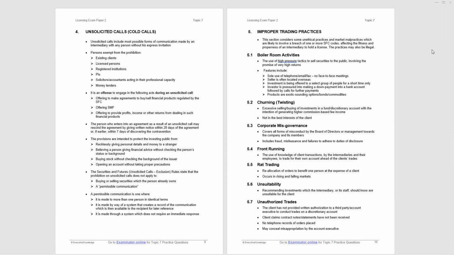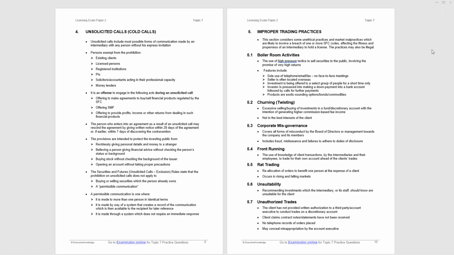We're told it's an offence to engage in the following acts during an unsolicited call. That is, someone does not invite you to call, and the call is either by phone or in person, and it's to offer to make agreements to buy or sell financial products, offering security margin financing, and offering to provide profits, income, or other returns from it. So it's where you are calling uninvited and you're trying to sell something or make money. That is illegal. You are committing an offence.